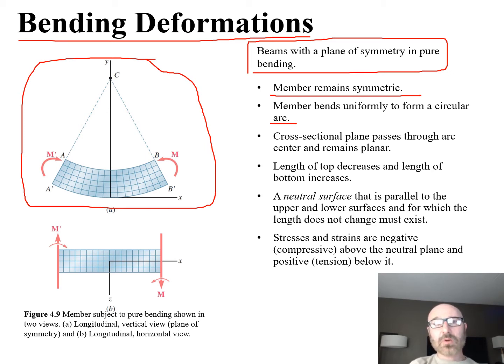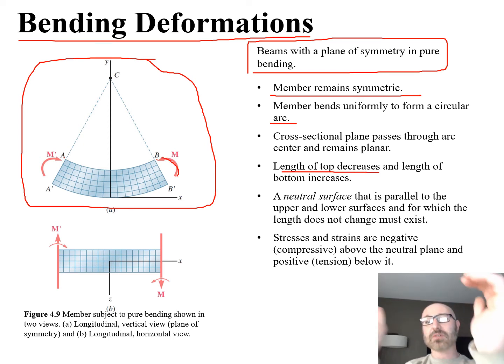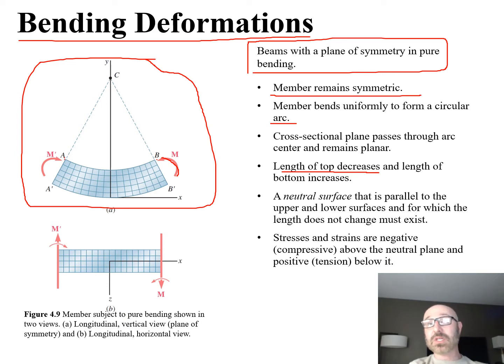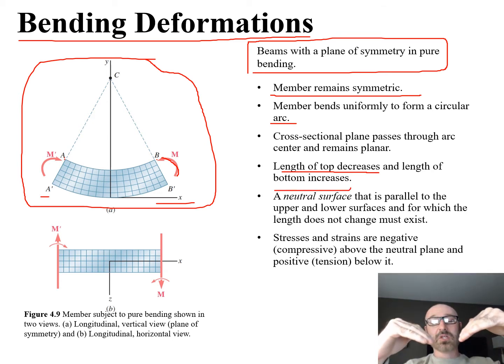Now, if we look in closely up here at the top, going from A to B right there, we can see that the length of the top is going to decrease. Imagine we're physically coming up here and bending this beam. What's going to happen? That top surface, that length from A to B, is going to decrease, whereas the length at the bottom from A prime to B prime is actually going to increase. You can physically bend it, and you can see the top ones are going to move in, get shorter, and the bottom one is going to lengthen.